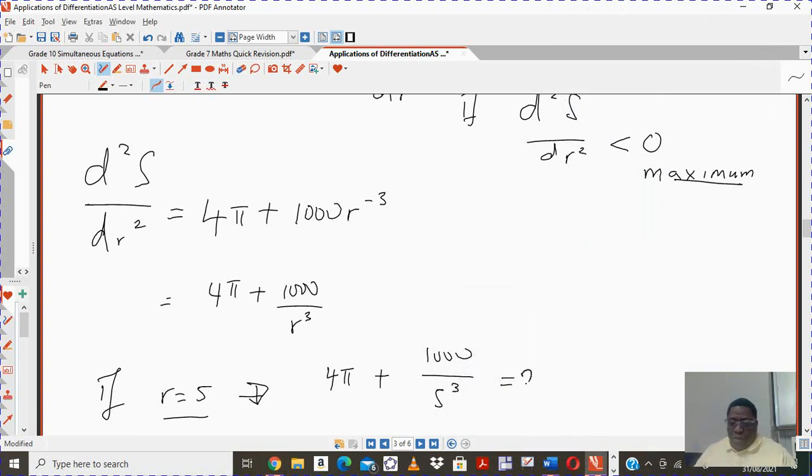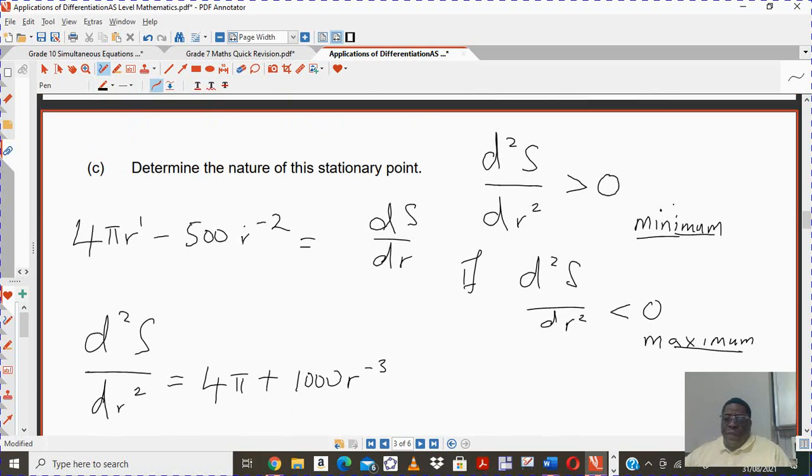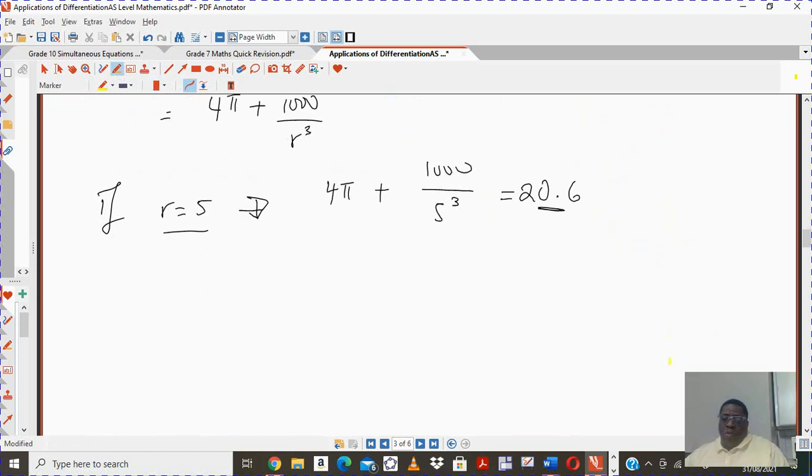So what does this tell you? Well, we have got a value that is greater than 0. So when we are determining the nature of the points, if the value is greater than 0, as we have seen, we therefore have a minimum value. So you can actually conclude and say, wait a minute, the nature of the turning point is a minimum value, because the second derivative is going to give you a value that is greater than 0.